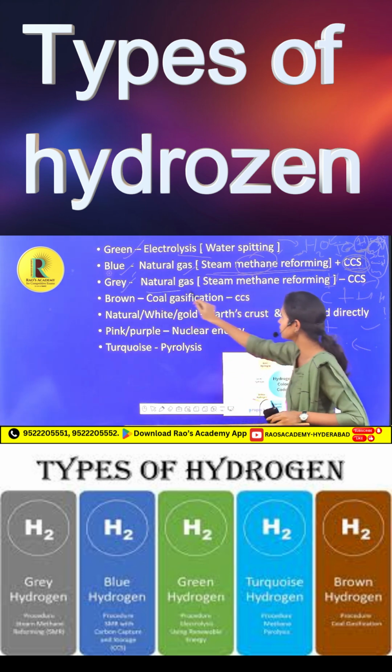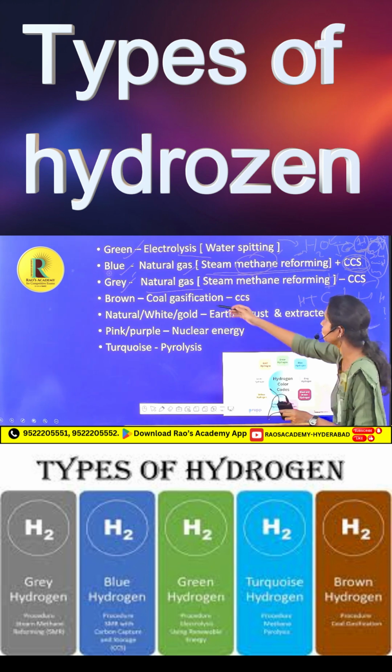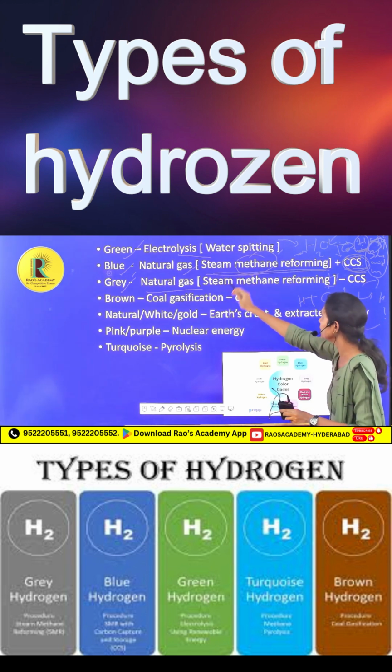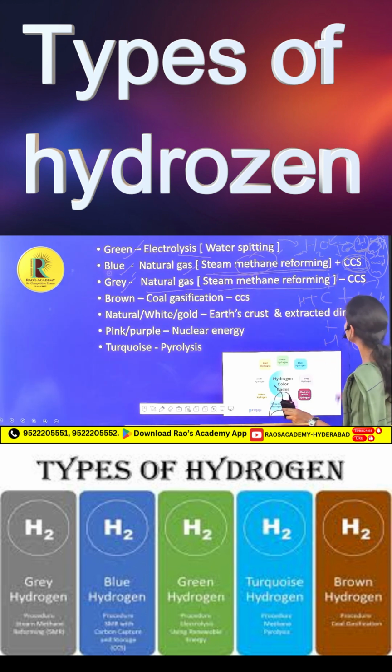And the next one is grey hydrogen. This grey hydrogen is also produced from natural gas, the same process as blue hydrogen production, that is, through the steam methane reforming process. But in this process, we do not include CCS.